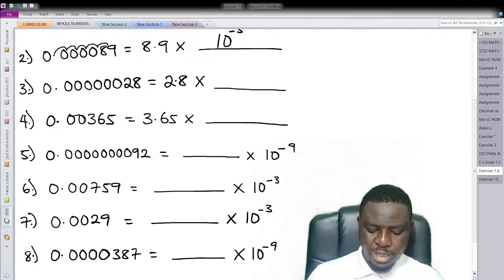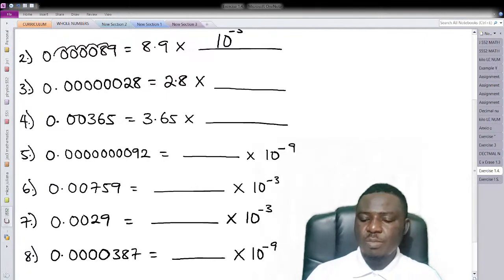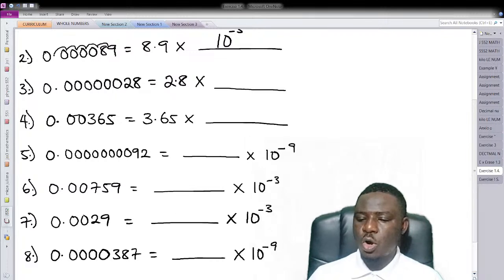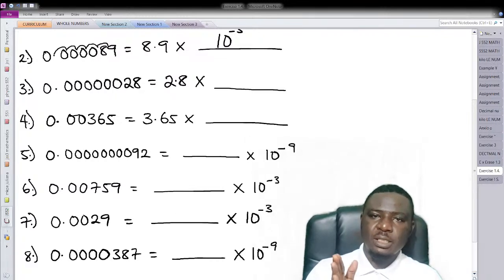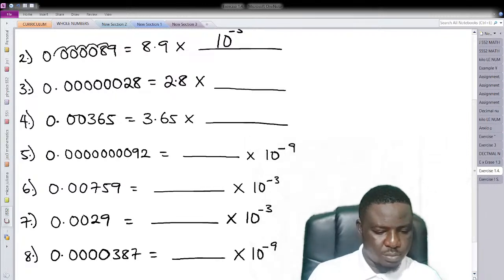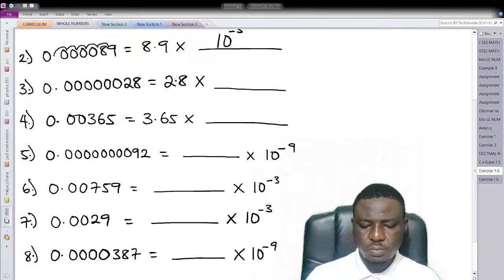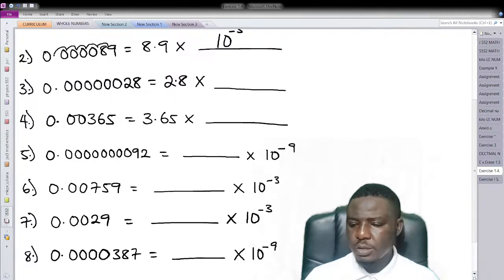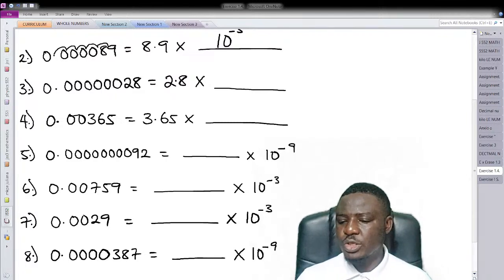If you are just joining us, you can try some of the exercises on the board. You have to complete the following. We are expressing the decimal numbers in standard form. Sarah, what's the answer to question number 4?